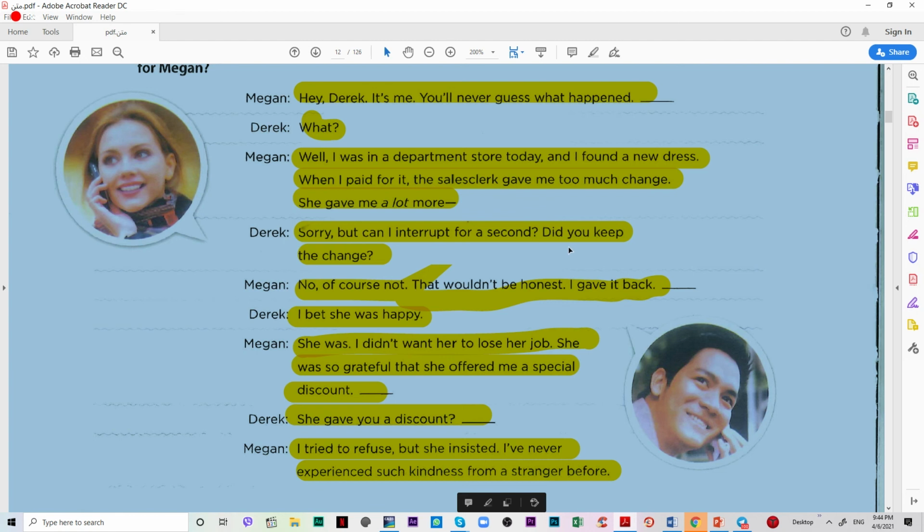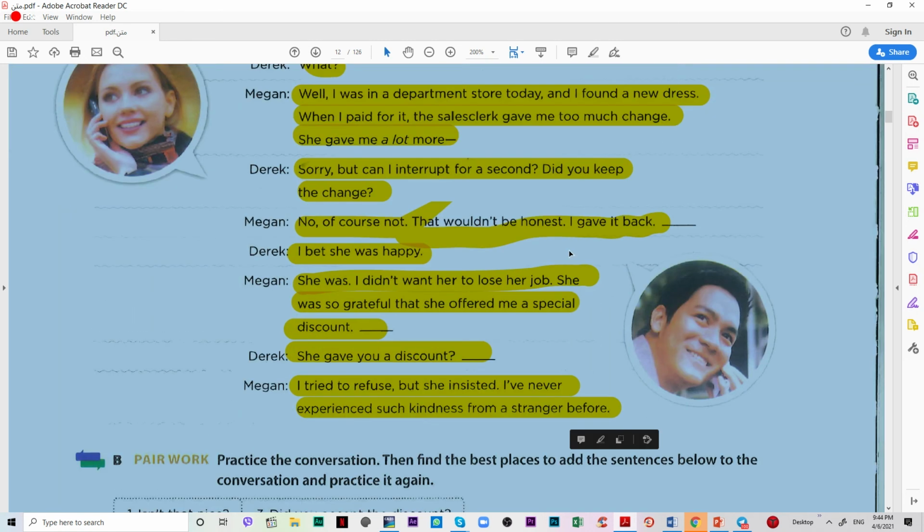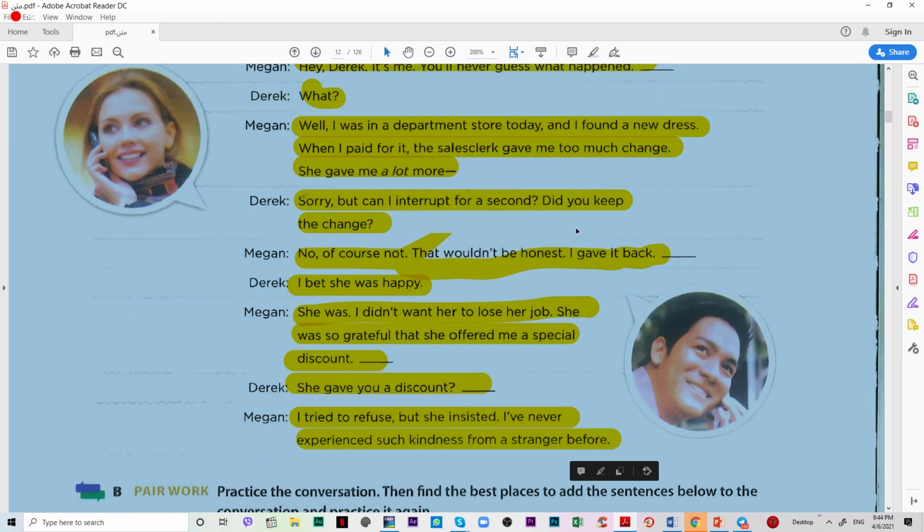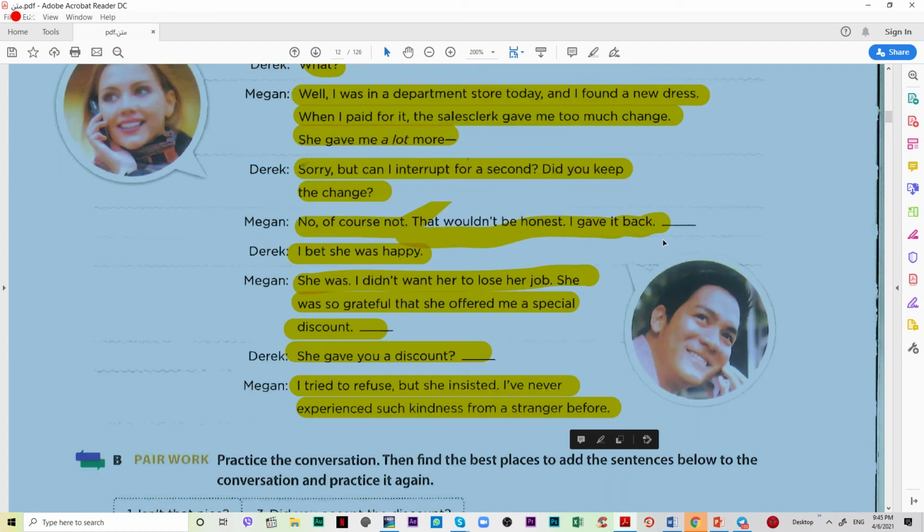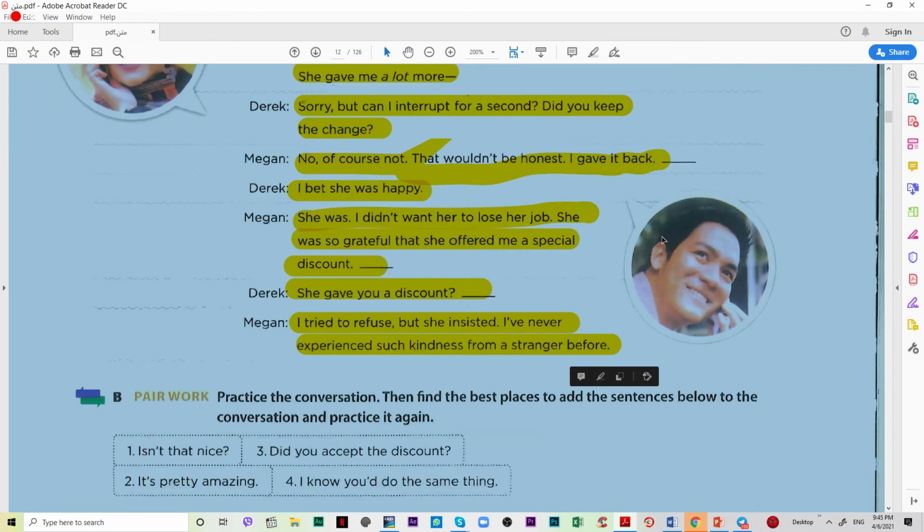So we can say, did he steal your money? From your wallet. Did he, هل هو steal, سرق, your money, مالك, from your wallet, من محفظتك. No, of course not. He was honest, إنه كان صادقا, with me, and gave my wallet back, وأرجع محفظتي, with my full money, مع مالي الكامل.